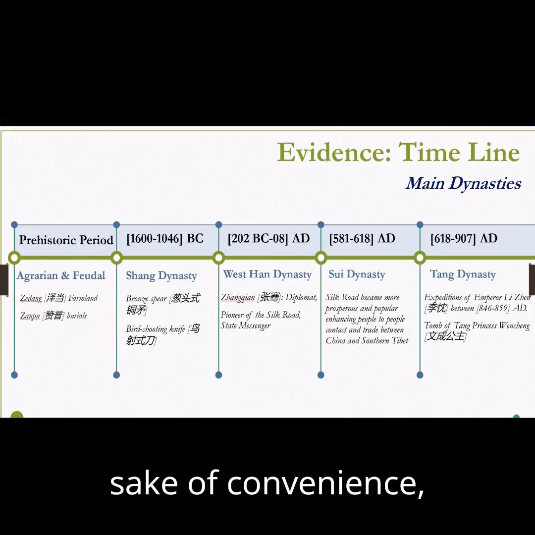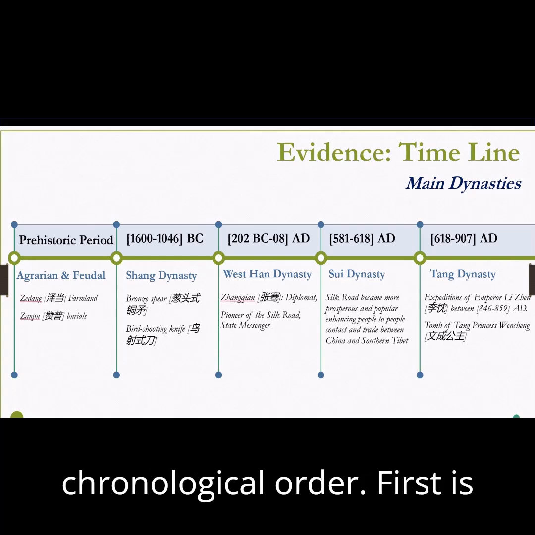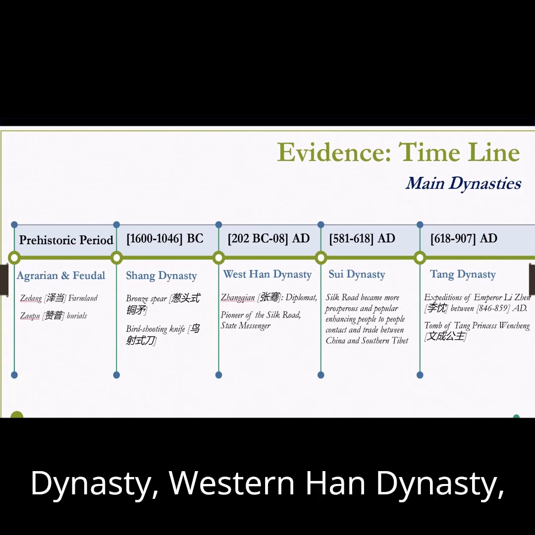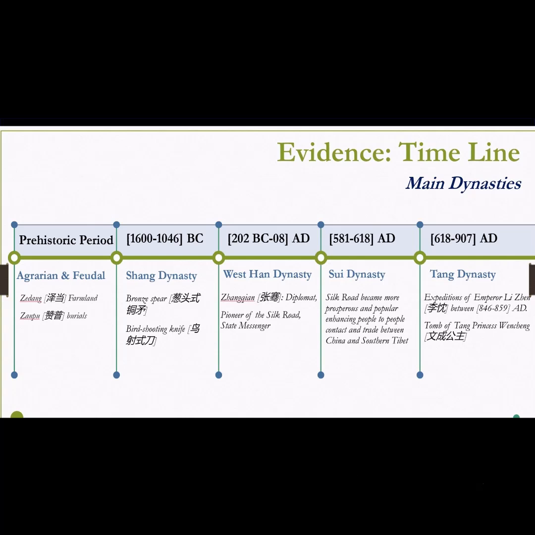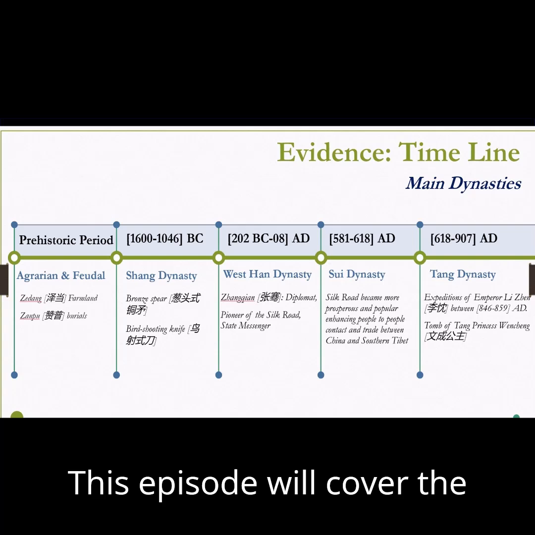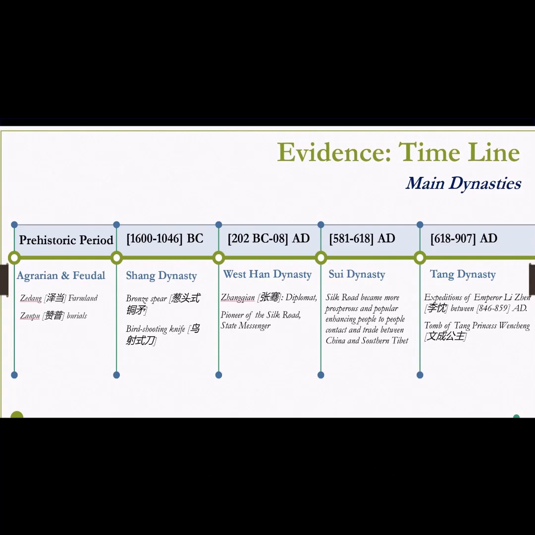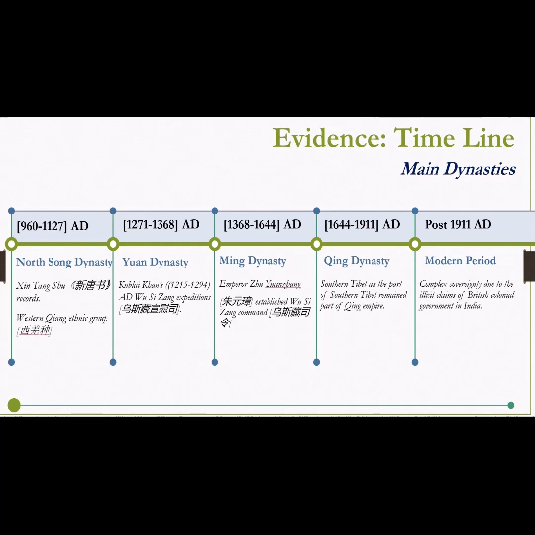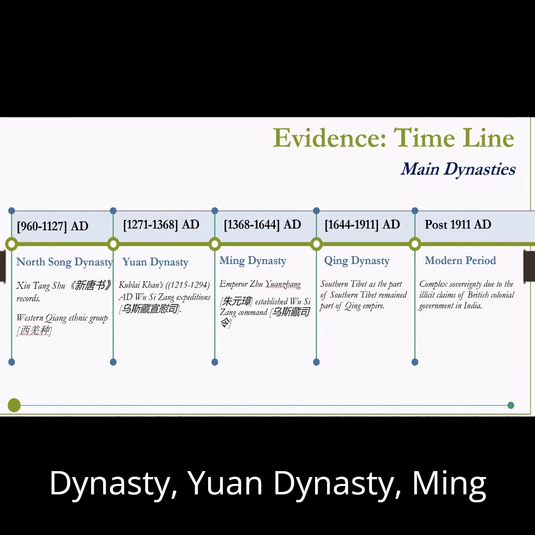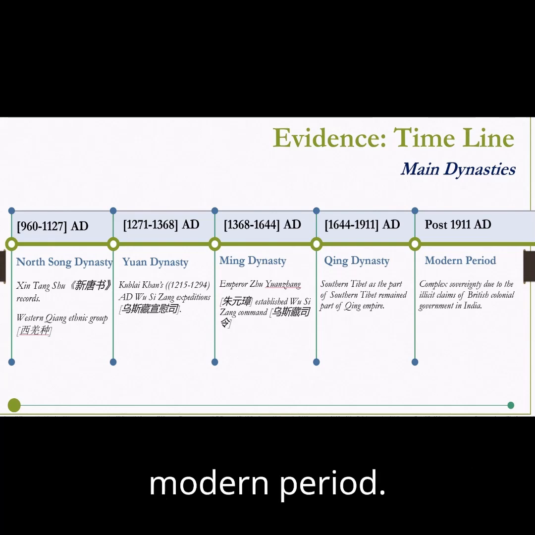For the sake of convenience, in illustrations, all evidence has been categorized in chronological order. First is the prehistoric period, followed by the Shang Dynasty, Western Han Dynasty, Sui Dynasty, and Tang Dynasty. This episode will cover the evidence from prehistoric period to the Tang Dynasty in chronological order. In the upcoming episodes, we will illustrate the evidence from the Northern Sung Dynasty, Yuan Dynasty, Ming Dynasty, Qing Dynasty, and modern period.